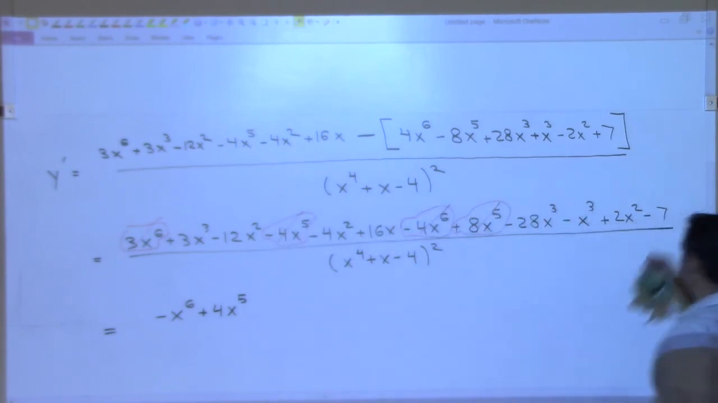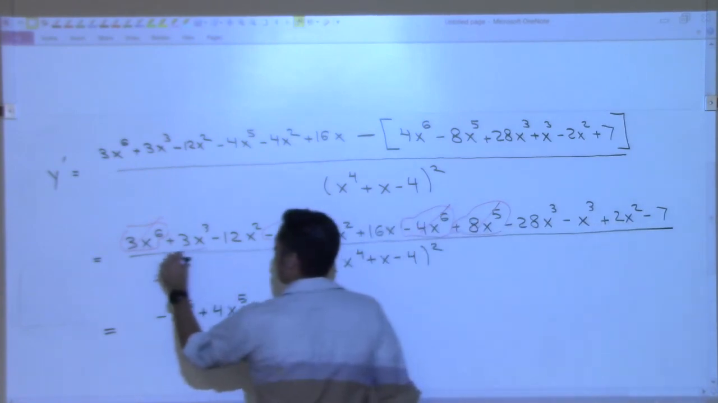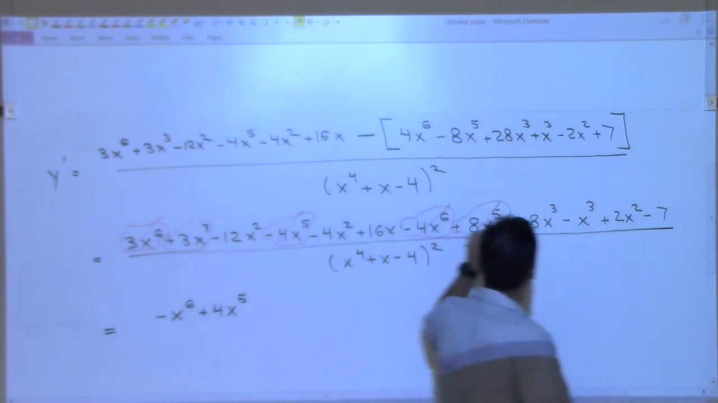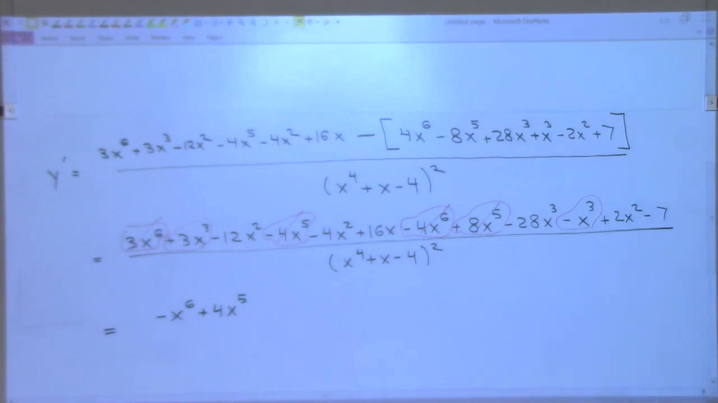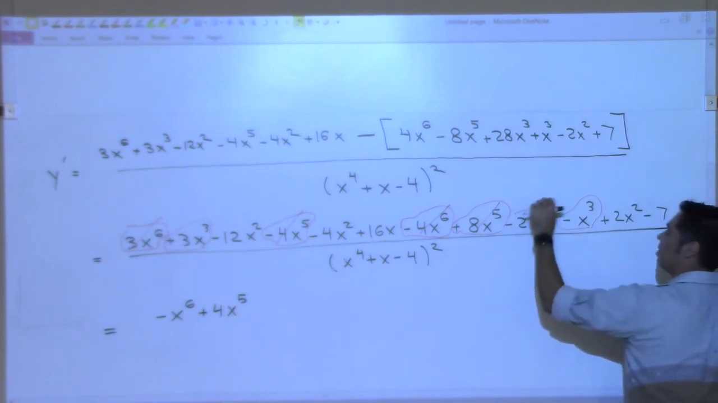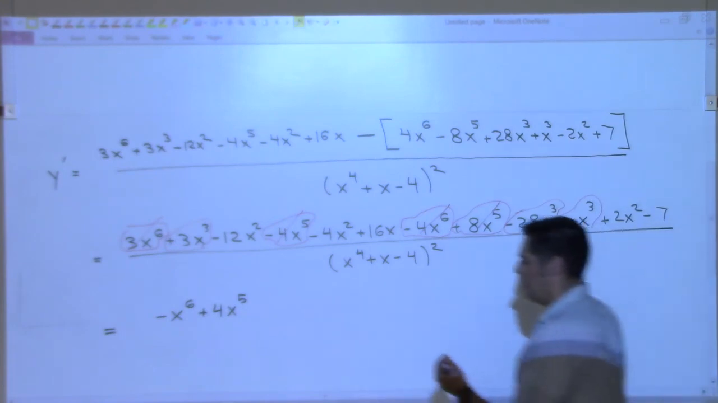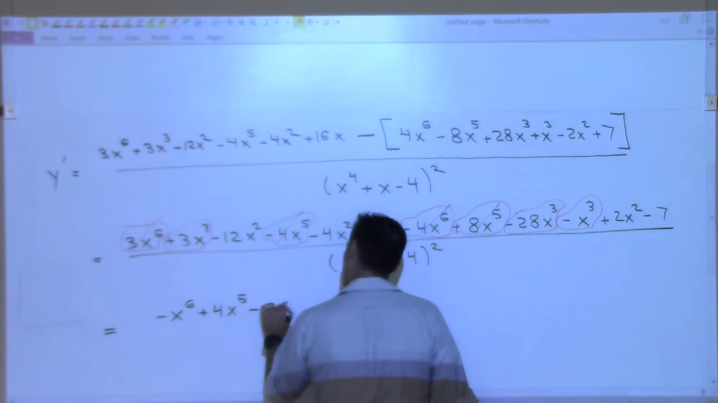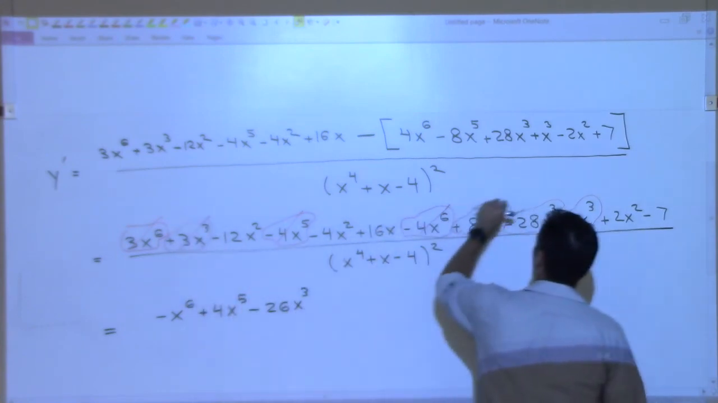X to the 4th. Don't have any. X to the 3rd. Got that one. And this one, right? Oh, and this one, yeah, good thing. That one. So how many total do we have here? We have 3, then take away 28, then take away 1. So what is that? Negative 26x cubed. Okay, got that. Cubes are gone.